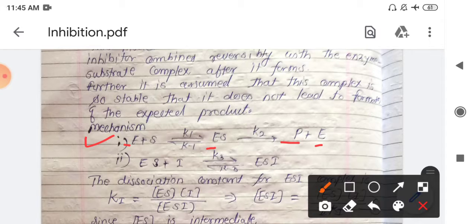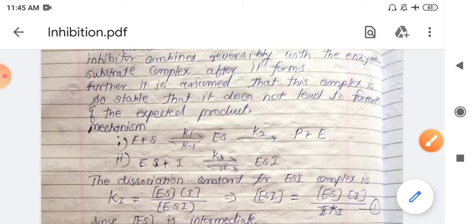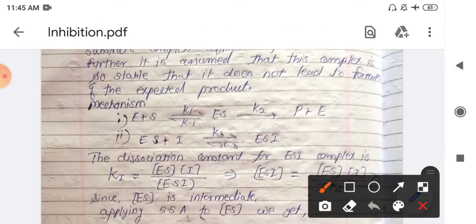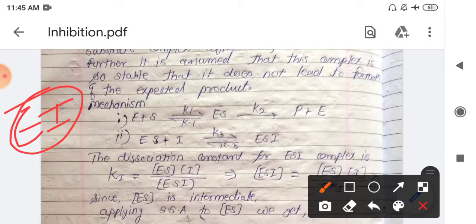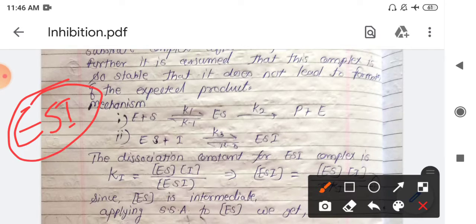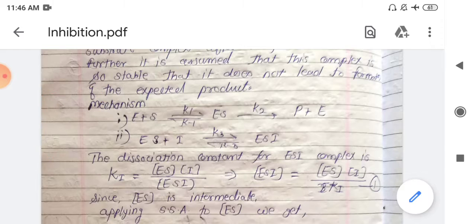So this complex, that is the enzyme substrate complex, interacts with our inhibitor to give the complex which is what? ESI type of complex. In the previous case, that is competitive inhibition, we got the EI complex. Now in this uncompetitive mechanism, we are getting the ESI complex. Okay, that is the enzyme substrate inhibitor complex.